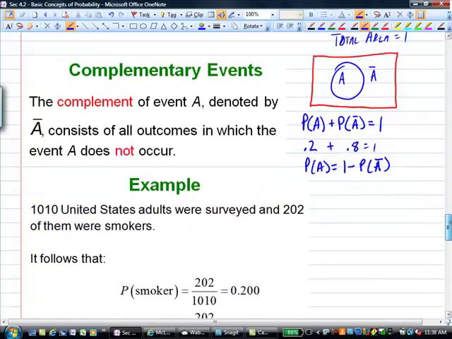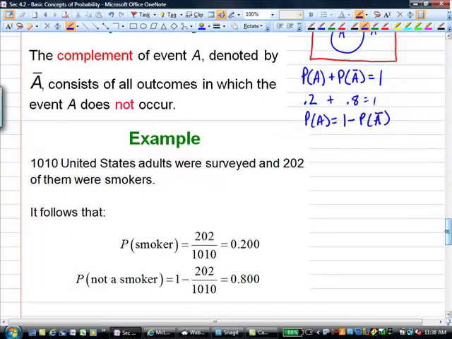Here's an example problem. It says 1,010 United States adults were surveyed and 202 of them were smokers. So it follows that the probability of randomly selecting a smoker would be 202 out of 1,010, or 0.2. So then I ask you, well, what's the probability of randomly selecting someone that's not a smoker? It would be 0.8. 1 minus 202 divided by 1,010.